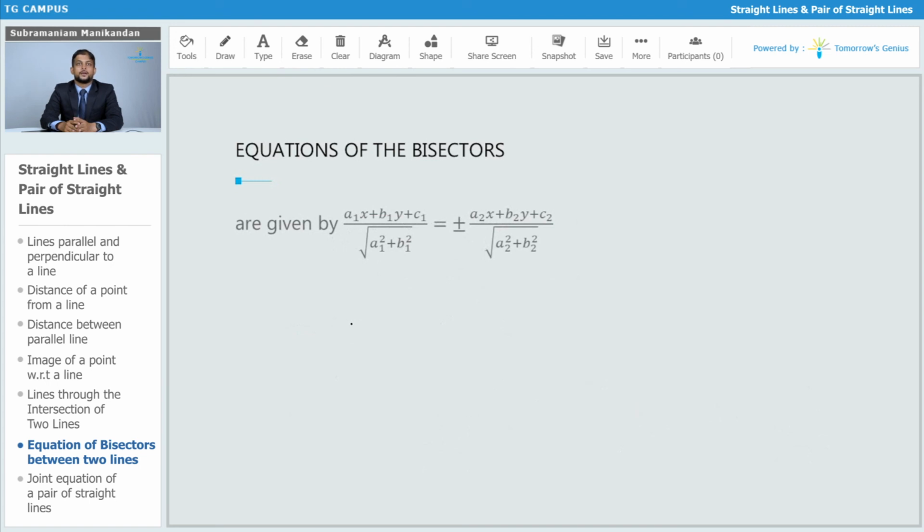the format for the equation of the bisector of the angle between these two lines: (a1x + b1y + c1) upon the square root of a1 square plus b1 square equals plus or minus (a2x + b2y + c2) divided by the square root of a2 square plus b2 square. The plus or minus is given precisely for what you think it is. One of the signs is for the bisector of the acute angle, and the other one is for the bisector of the obtuse angle.